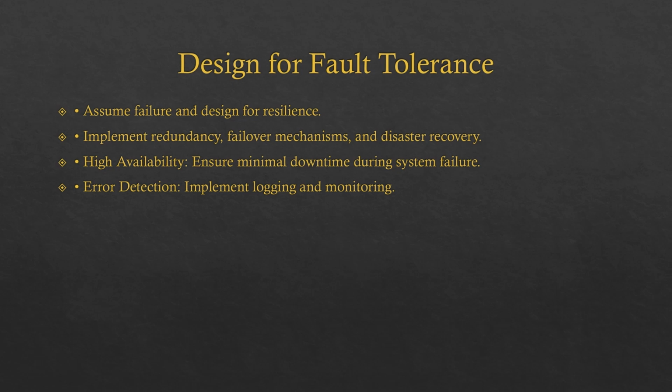Designing fault tolerance is a crucial part of building resilient systems. We must assume that failures will happen and design accordingly. This includes building redundancy, failover mechanisms, and disaster recovery plans. High availability is key, ensuring that the system remains operational even during failures. Additionally, implementing robust error detection mechanisms like logging and monitoring will help detect and handle failures proactively.